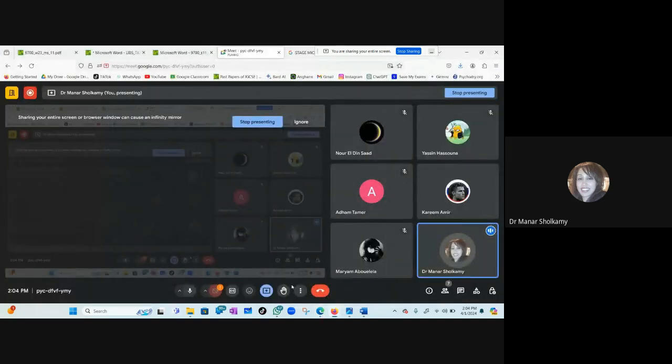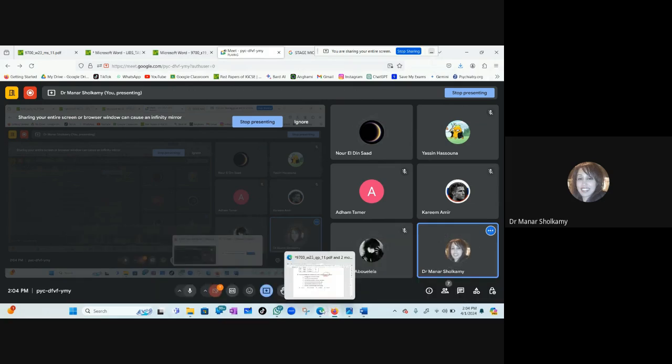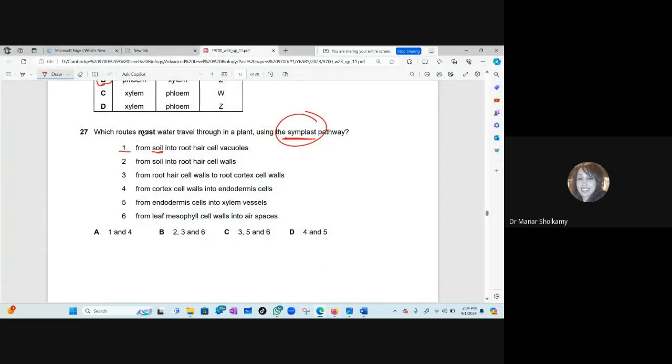Okay, who will help Kareem? Mariam, are you there? Okay, help him. Can you please answer? One is apoplast or symplast? Symplast. Symplast, yes. Two, from the soil into the root hair cell walls. Apoplast. Yes. Three, from the root hair cell walls to the root cortex cell walls. Apoplast. This is obvious.